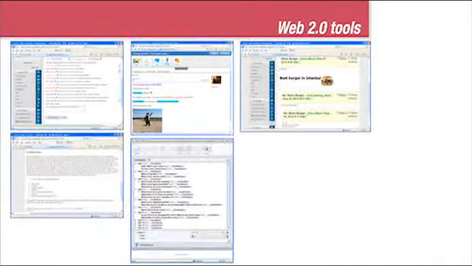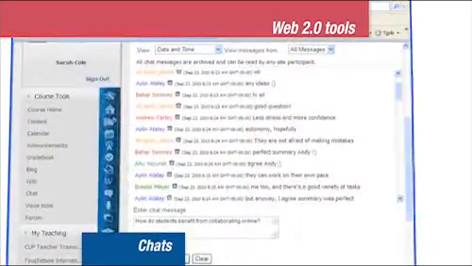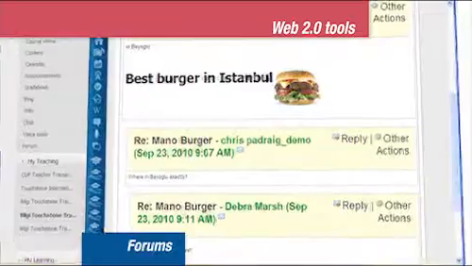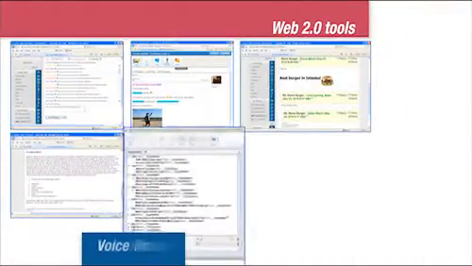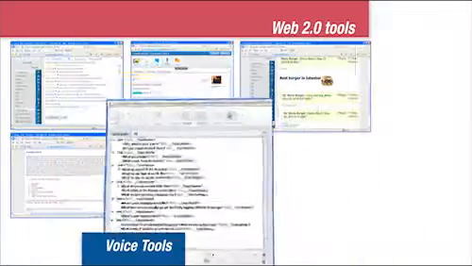Several Web 2.0 tools are integrated into the Touchstone online course. These include chats, blogs, forums, wikis, and voice tools. These tools are used to enable students to produce personalized writing and speaking. This is the production phase of the course, which is followed by interaction among students.